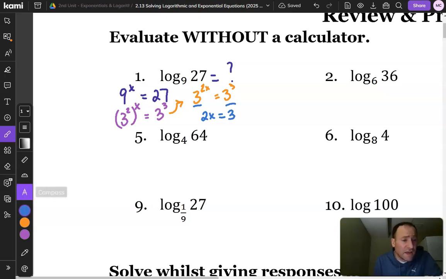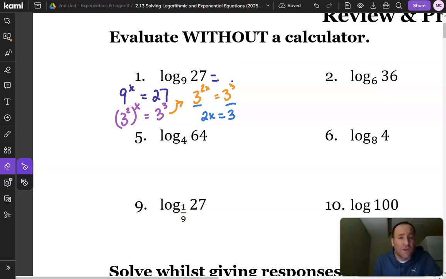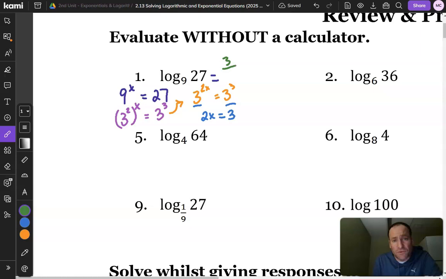Okay, divide out the 2, and we do end up getting 3 halves, or 1.5, or 1 and 1 half. So that's how we could have done it without a calculator.